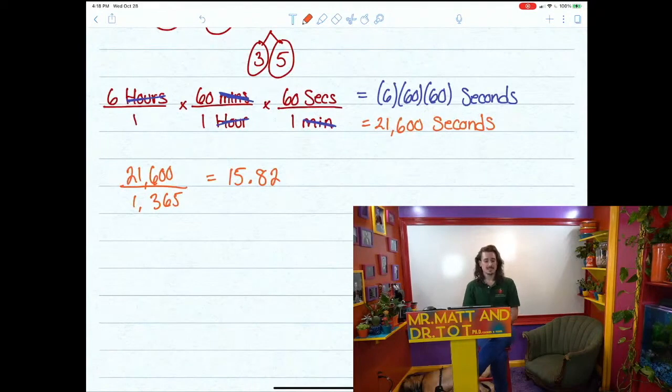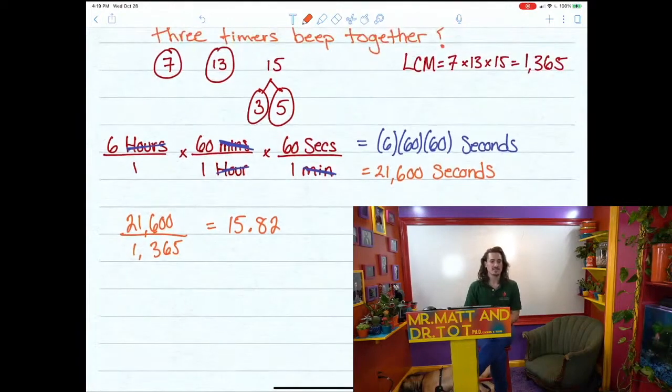15.82 means that they've beeped exactly 15 times already and that they're about 82% to the next rate of beeping. So they're 82% into that 1,365 seconds that it takes in between simultaneous beeping. But that 16th simultaneous beeping has not occurred, so it would be inappropriate to round up here. You have to round down when the context of the problem requires it. So the answer here would be 15. They've beeped a total of 15 times together.